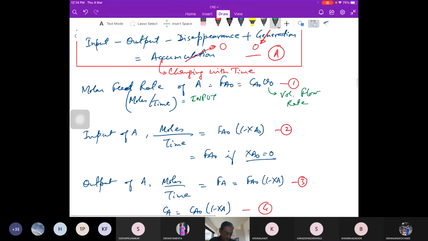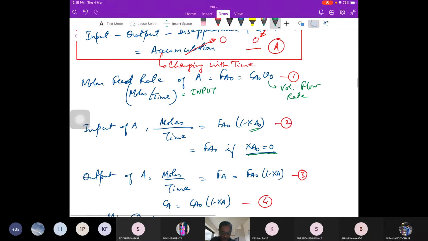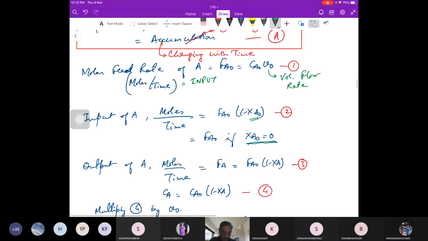Okay? So input of A is essentially Fa naught into 1 minus Xa naught if Xa naught is not equal to 0. Sometimes what happens is a recycle stream comes in, so the conversion is a little bit there, the reactant is not 100%, there is a little product also. But in this case, if there is no conversion or there is a pure reactant in the feed, it is Fa naught. If it is not pure, then it is Fa naught into 1 minus Xa naught.